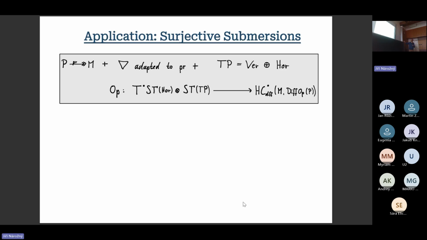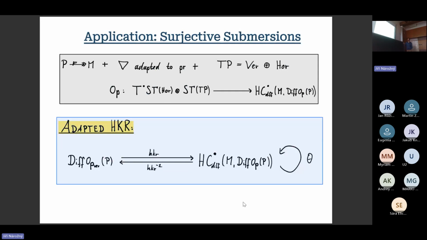If this is an isomorphism, I already told you that we can generalize this double complex stuff to the case where we have a coefficient comodule. And with this, we immediately get an HKR theorem adapted to any surjective submersion. The cohomology will be concentrated in degree 0. It will just be given by the vertical differential operators on P.